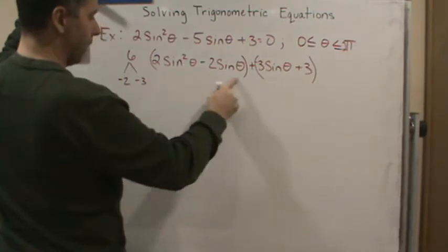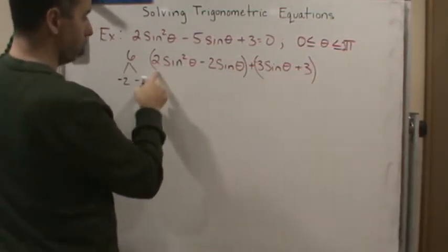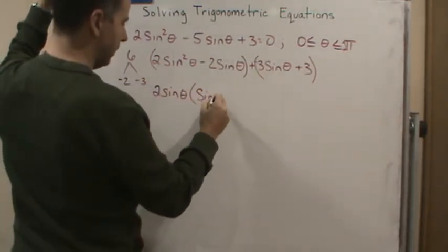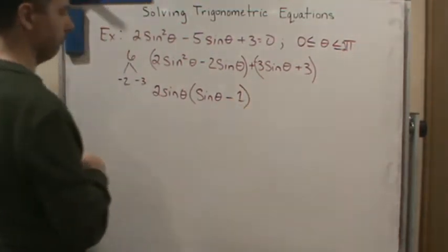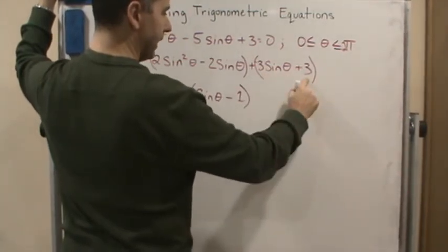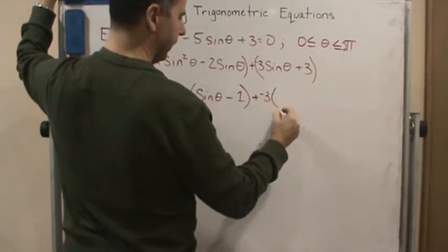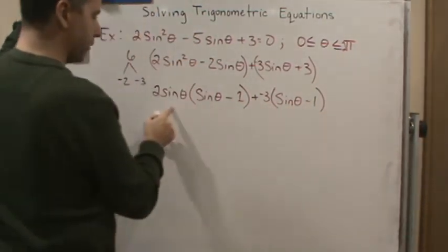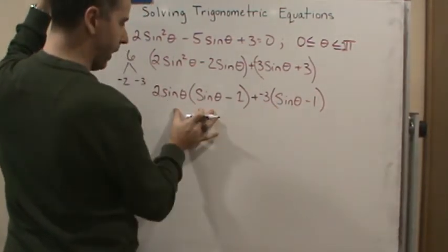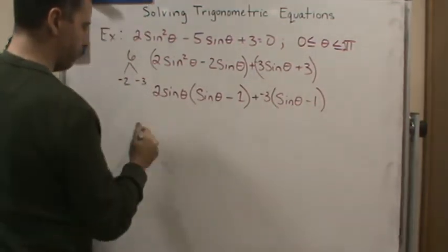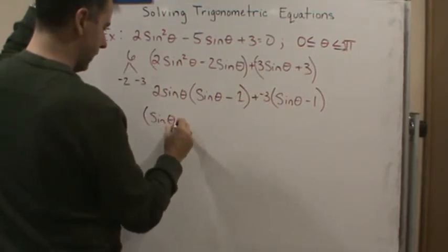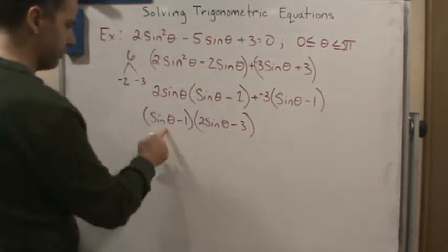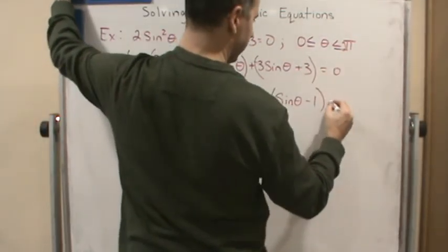Okay, so now I'm going to factor the greatest common factor out of both of these. The greatest common factor for this one is going to be 2 sine theta. So I'm going to factor out 2 sine theta, and that's going to leave me with sine theta minus 1. Now over here, I can factor out a -3, and that's going to leave me with sine theta minus 1. And so now you see, we've got another common factor, and I can factor this thing out of both of these terms. So this is going to be sine theta minus 1 times 2 sine theta minus 3, because that's what's left over. And so now I've got my two factors.